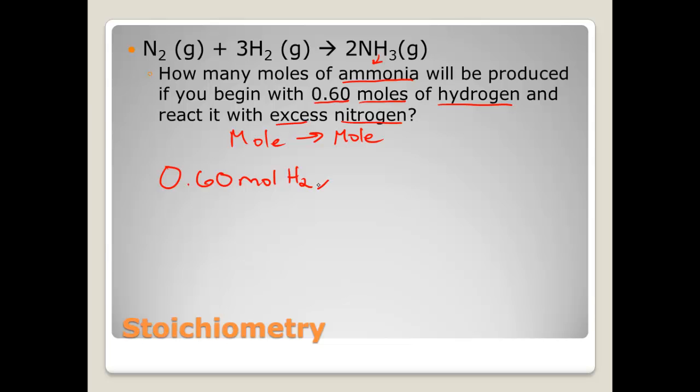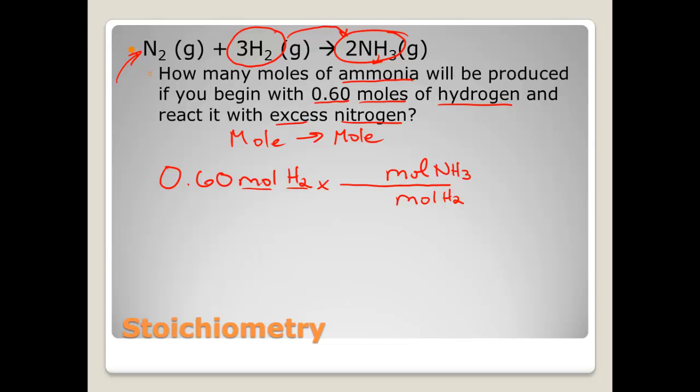Now, here's the thing. What is the ratio in our recipe from hydrogen to ammonia? So we've got to look at our balanced equation right here. Look at our balanced equation. For every 3 moles of hydrogen, I will produce 2 moles of ammonia. So, this is stoichiometry. We're using dimensional analysis. So whatever unit is here goes down here in the denominator. We're converting our moles of hydrogen into moles of ammonia.